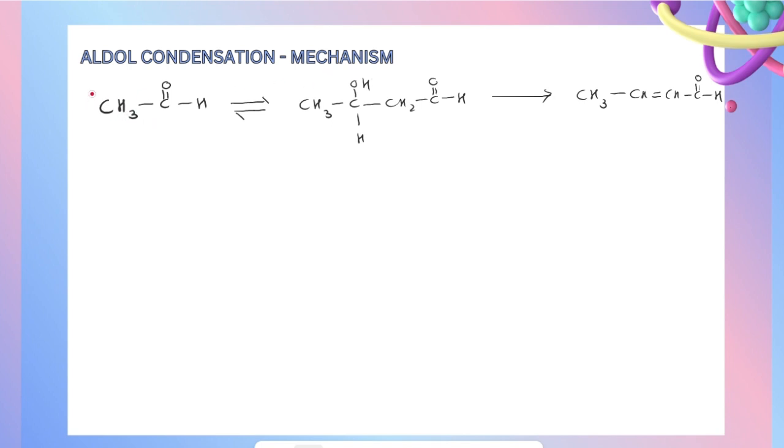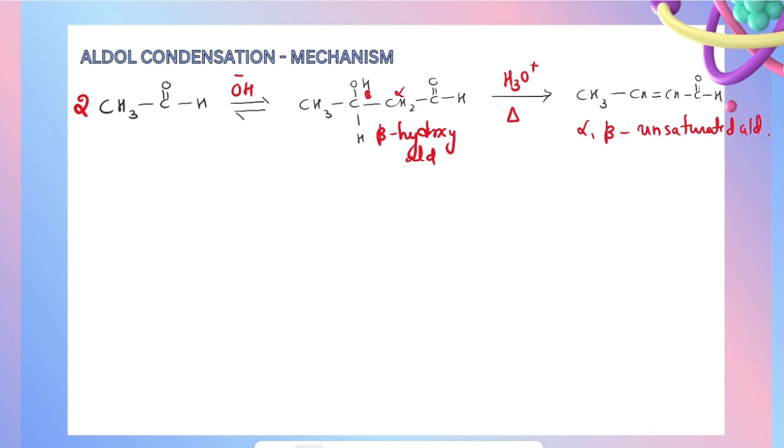Here, I'm going to write the mechanism of ethanol reacting with another ethanol in the presence of a base like NaOH. It's going to form a beta-hydroxy aldehyde, right? Which upon dehydration, treating with acid at higher temperature, is going to form an alpha-beta unsaturated aldehyde. This is the overall reaction.